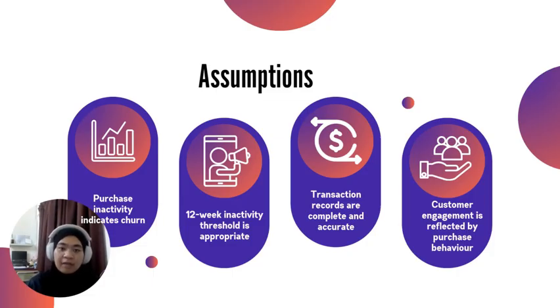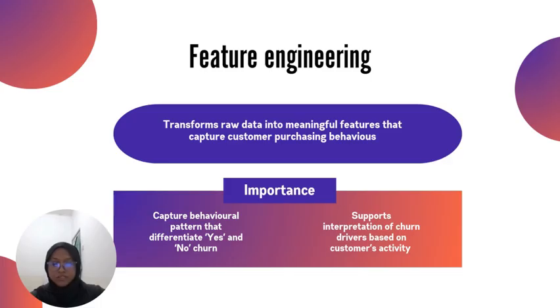reflected by purchase behavior. In the churn prediction, feature engineering is a significant step because it transforms raw data into meaningful features that capture customer purchasing behaviors. The importance of feature engineering includes helping capture behavioral patterns that differentiate yes and no churn, and also improving the model performance. Moreover, it also functions to support interpretation of churn drivers based on customer activity.